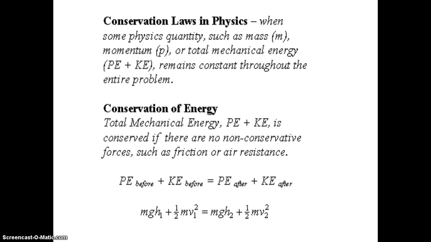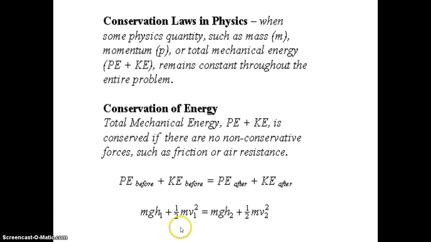As with any other conservation law in physics, such as mass or momentum or total mechanical energy, what we're saying is that the quantity that you start with has to be there through the entire problem. And dealing with conservation of energy, the total mechanical energy, that is to say the kinetic energy plus the potential energy, is conserved as long as there are no non-conservative forces such as friction or air resistance acting.